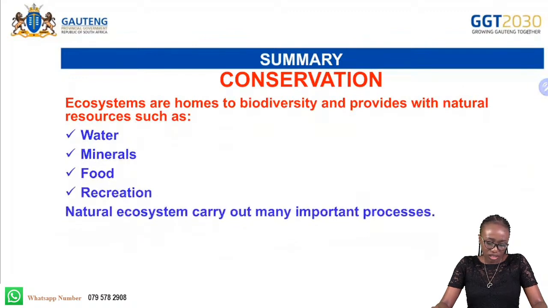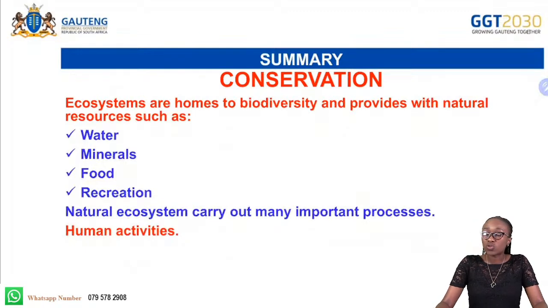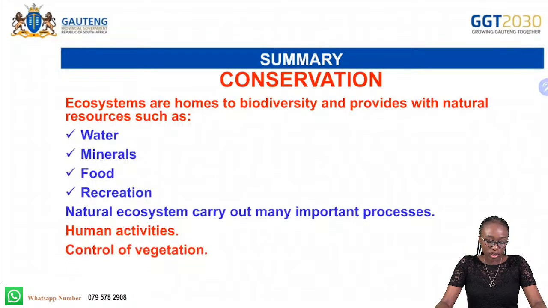A natural ecosystem will carry out important processes. What are these processes? They recycle the nutrients back into the soil. They give us new soil and they form soil. They are very, very important to us. And we also learned how different human activities destroy natural ecosystems, resulting in a reduction in biodiversity and extinction of some living organisms. And we learned about how alien plants can be controlled through mechanical, biological, and chemical control methods. We can control alien plants.